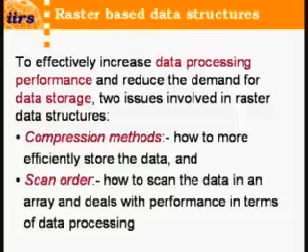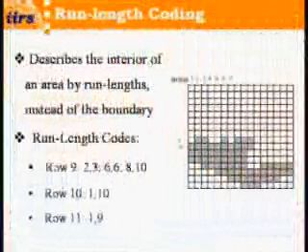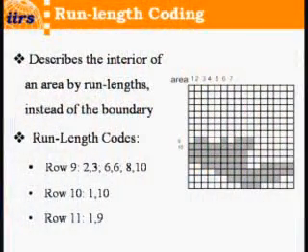And the second thing is the scan order, how you can scan the data in an array and deal with performance in terms of data processing, meaning how you retrieve the data. So in raster data there are various ways you can retrieve data. One example is run length encoding. This is also used for data compression.